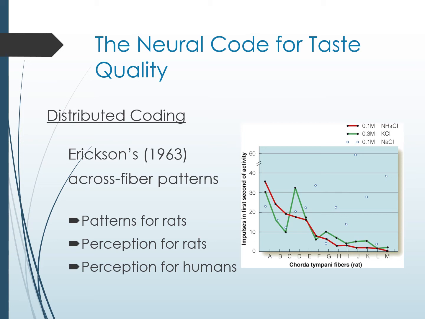For humans, we can just ask them which of these taste similar and which taste different. And for people, we agree that ammonium chloride and potassium chloride taste kind of similar. And then when we taste the sodium chloride, we say, hey, that tastes really different. And that too matches the across fiber pattern of what we see in the neural code for rats. So this looks like distributed coding, right? What we're doing is using many neurons and the pattern of activity across many neurons to code for taste.